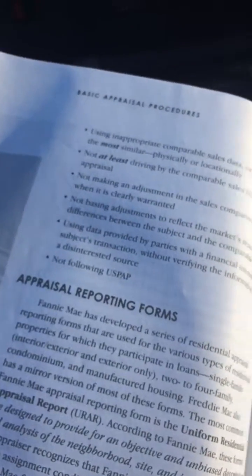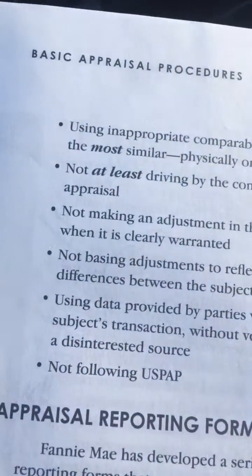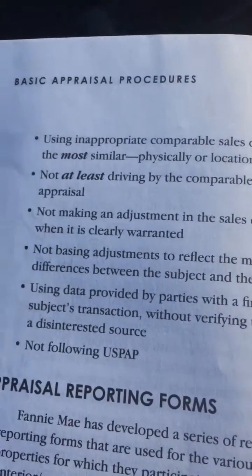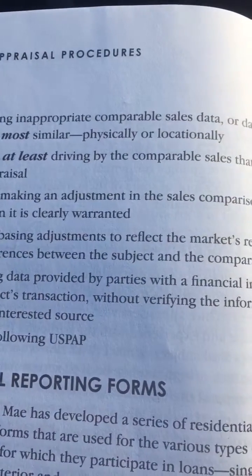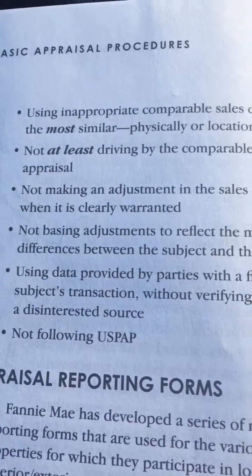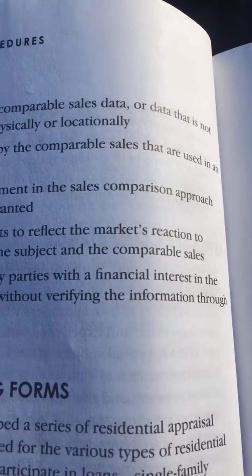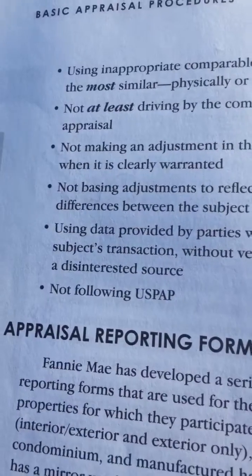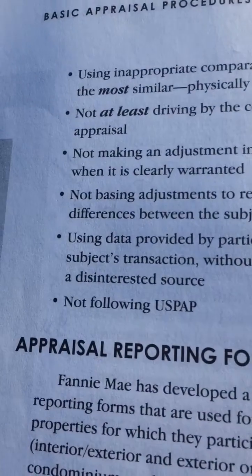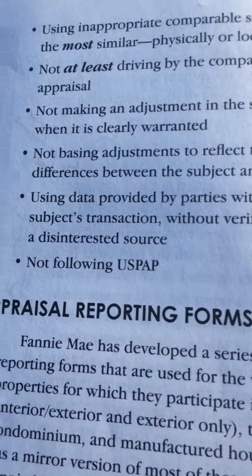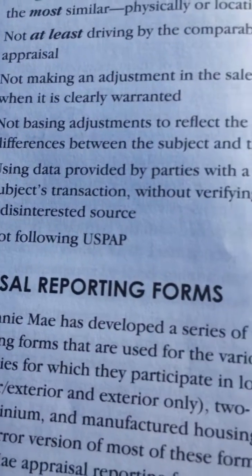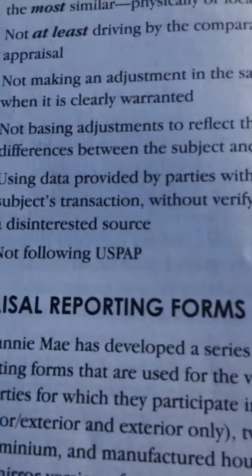Basic appraisal procedures, page 130. Using inappropriate comparable sales data or data that is not the most similar physically or locationally. Not at least being driven by the comparable sales that are used in an appraisal. Not making an adjustment in the sales comparison approach when it is clearly warranted. Not basing adjustments to reflect the market's reaction to differences between the subject and the comparable sales.